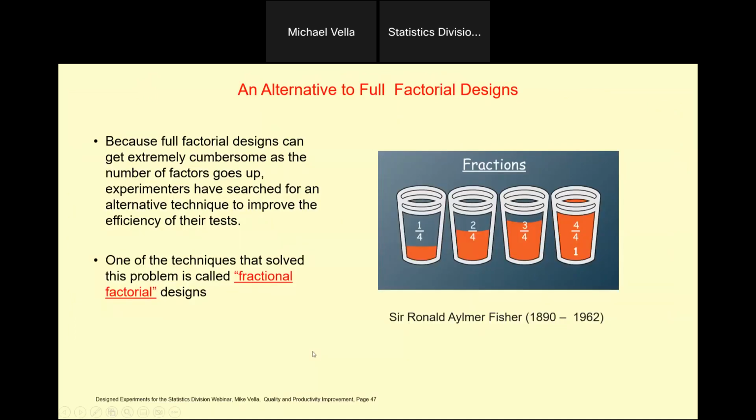Because full factorial designs can get extremely cumbersome, as a manner of speaking, as the number of factors go up, experimenters have searched for an alternate technique to improve the efficiency of their tests. And one of the techniques that solve this problem is called a fractional factorial design. Again, developed by Sir Ronald Fisher, he lived between 1890 and 1962.